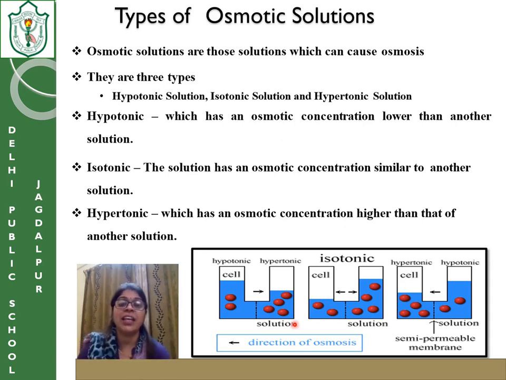Osmosis will take place like this, definitely the movement of water will be from this side to this side. So what will happen? The cell will lose its water from inside to outside, so it will shrink.